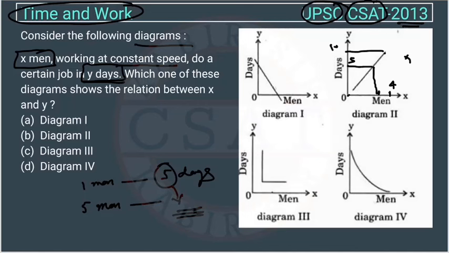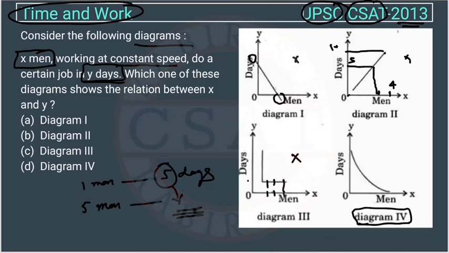So here, what's the problem in this diagram? In this diagram, the problem is that suppose one man is working, then two men, then three men, but the number of days is remaining constant. It can't happen. So this is also a wrong figure. And in this figure, it is going negative on the x-axis and y-axis. So this can't be. The number of days can't be negative, right? So the answer will be option, this diagram 4.